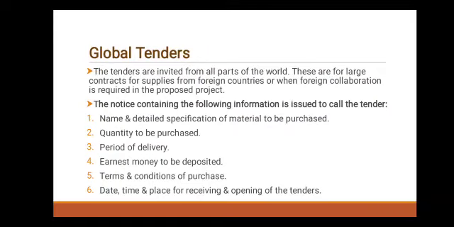The notice containing the following information is issued to call the tenders. First, name and detailed specifications of materials to be purchased. In it, the drawings of materials or particular make should be mentioned. Second, quantity to be purchased. Third, period of delivery. Fourth, earnest money to be deposited. Fifth, terms and conditions of purchase. Sixth, date, time and place for receiving and opening of the tenders.